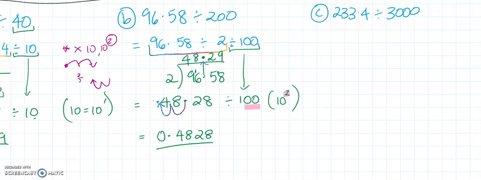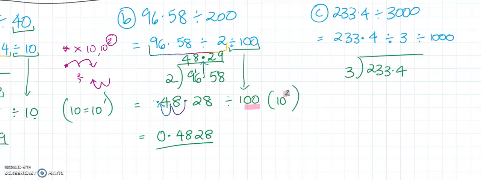The first thing we do is split our 3,000. We get our 3,000 by multiplying 3 by 1,000. So therefore, this 233.4 first divides by 3, then divides by 1,000. We'll do the same deal again, our short division.